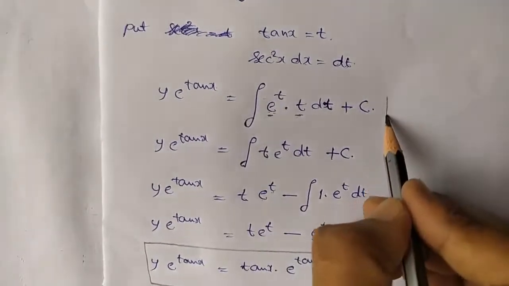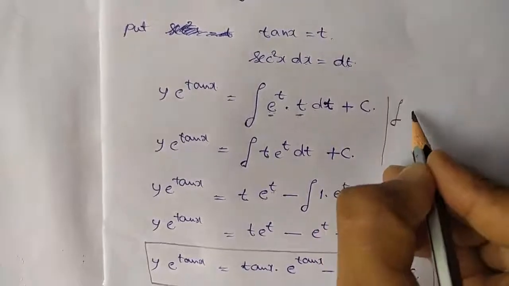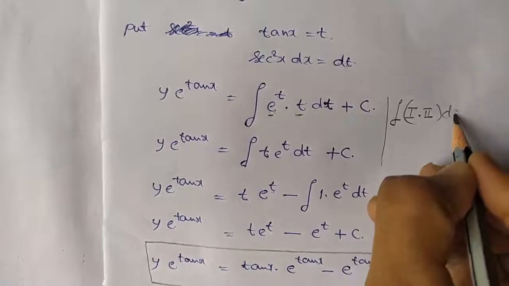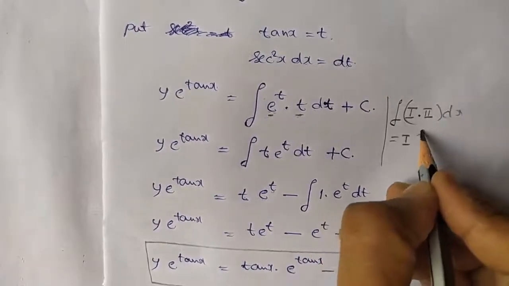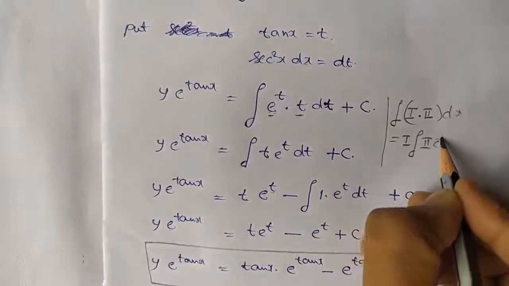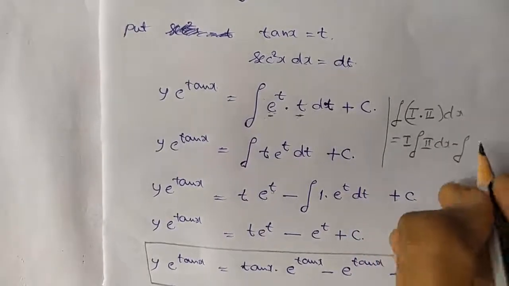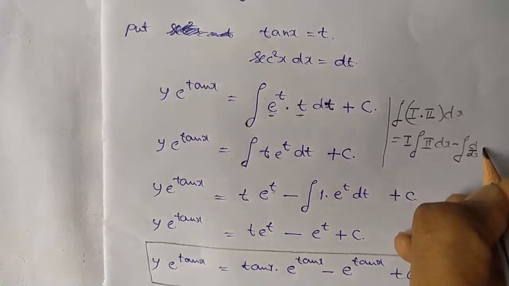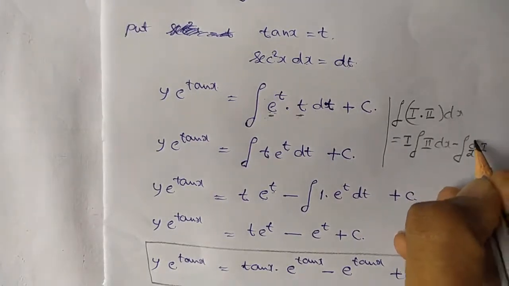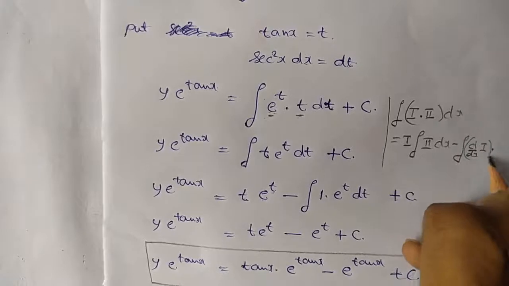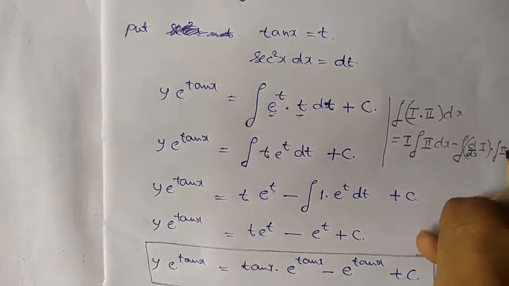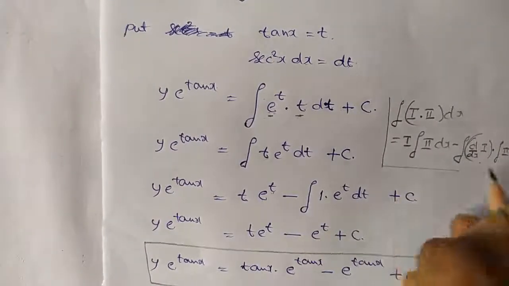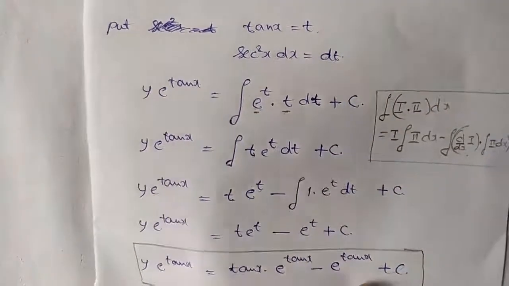If you want, you can write the formula of integration by parts. First function into second function dx equals first function, keep it as it is, into integration of second function, minus integration of differentiation of first function into integration of the second function dx. Hence, this is the formula for integration by parts.